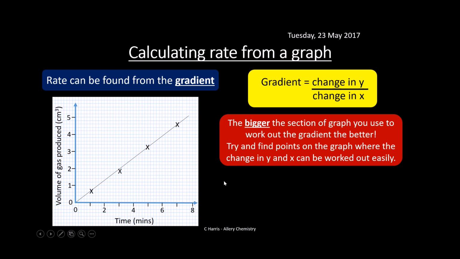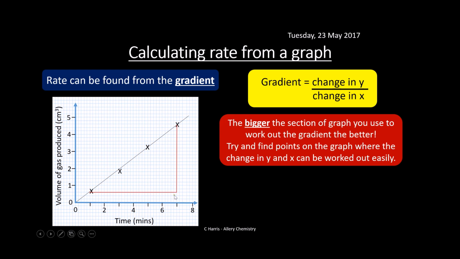Basically, the bigger the section of the graph that we can use to work out the gradient, the better. Your results will be a lot more reliable if we're using a bigger triangle. So try and do that. What we need to do is try and find points on the graph where the change in y and x can be worked out easily. You know, make your life easier. Don't go for halfway through a line or something. So let's have a look. Let's go for that one, for example.